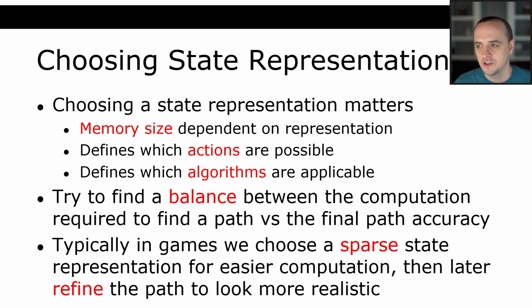Typically in games, you're under very harsh technical constraints, right? You may only have a few megabytes or a few kilobytes to work with in older games. So we're going to try and choose a sparse representation in order to do easier computation. And then later we can refine the path to look more realistic. I'm going to go over an example of that a bit later in the lecture, but essentially we can kind of cheat. We can find a path in one representation, and then we can follow the path in another representation, which will be really interesting. So I'll show you how that works.